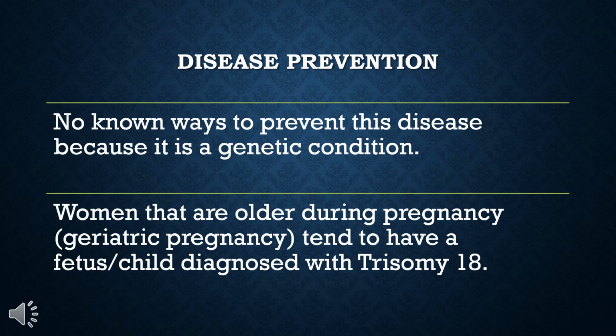Since the condition is completely random with no genetic inheritance, there are no ways to prevent this disease from occurring completely. However, one thing that is known to help decrease the risk is to not have a geriatric pregnancy. Women that are older during pregnancy tend to have a fetus or child diagnosed with Trisomy 18.